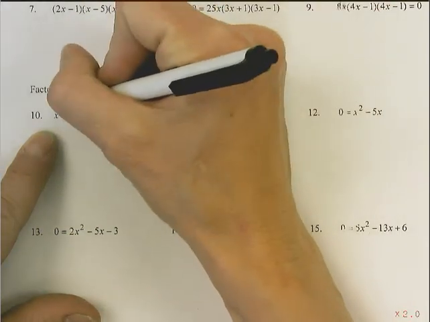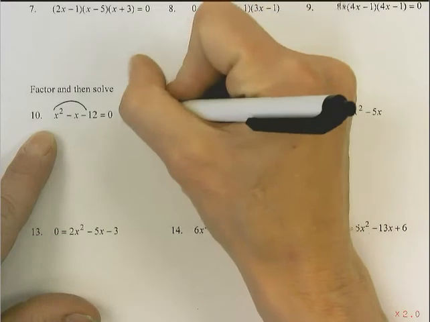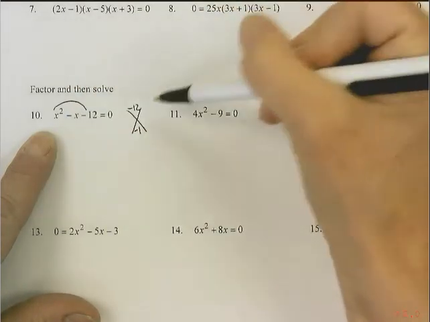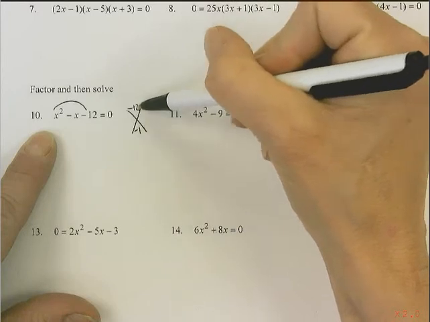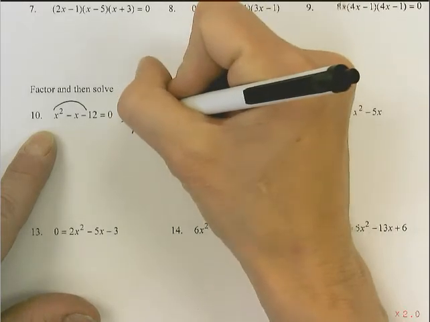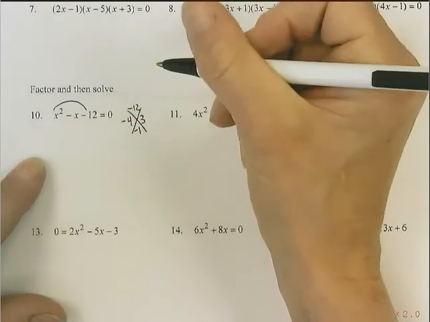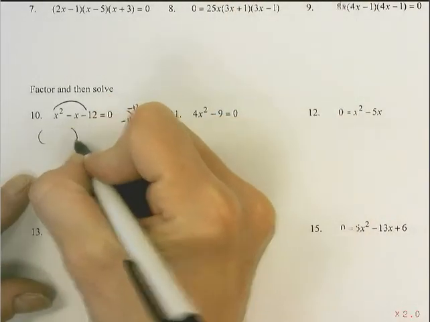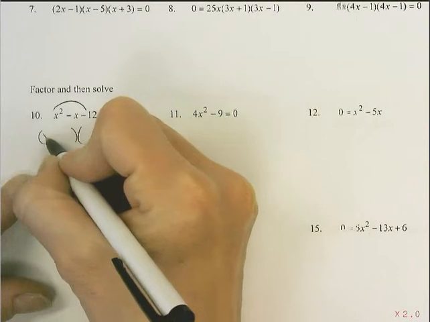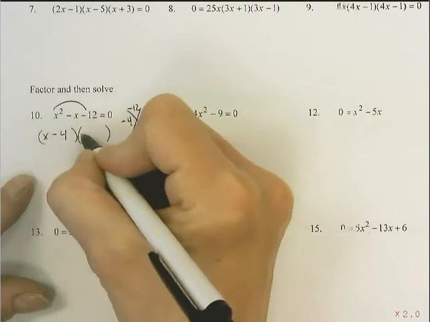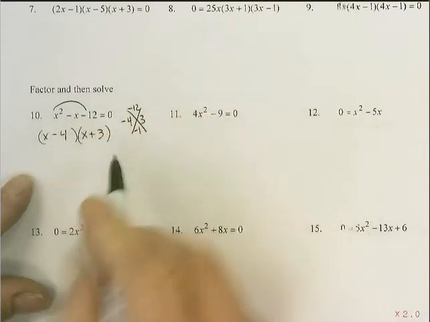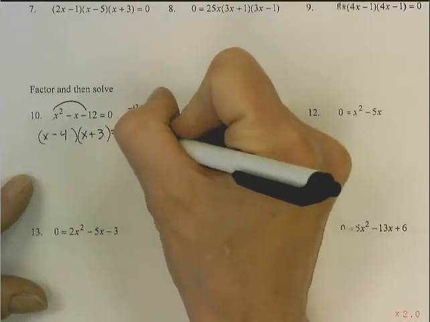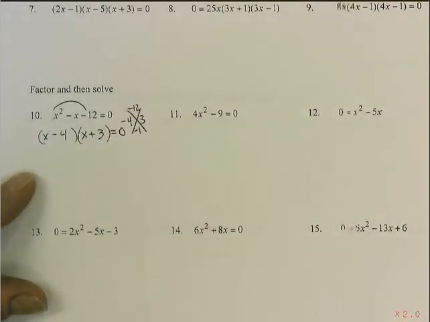Okay, we're going to do our diamond problem, multiply 1 times negative 12. Middle term is negative 1. The two numbers that add up to negative 1 and multiply to be negative 12 are negative 4 and 3. You can either do your box problem, or if you're comfortable with the shortcut that we learned, this should be x minus 4, x plus 3. And remember, that shortcut only works if we have a 1x squared, which we do.